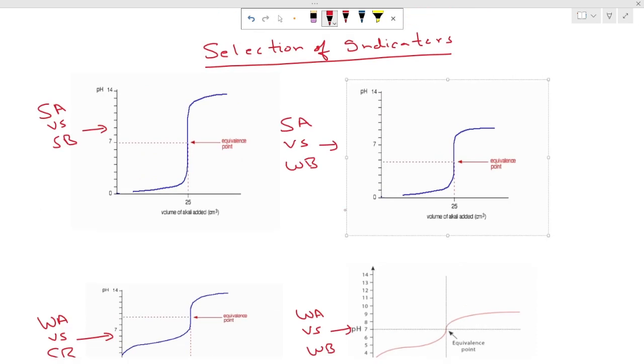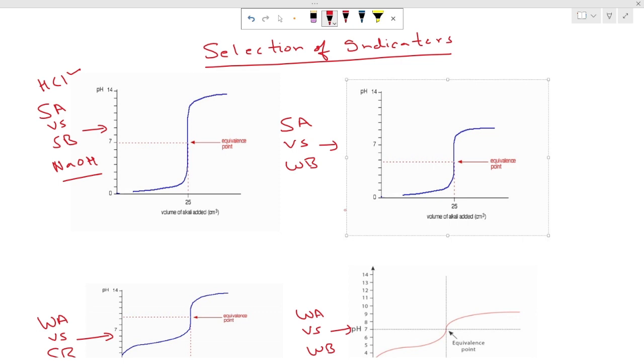Now the first case is strong acid by strong base. Say strong acid is HCl and strong base is NaOH. Say we take a conical flask and then we add HCl in it. Say 10 mL of HCl we are adding, and then we are titrating with NaOH. Then the graph will be like this.